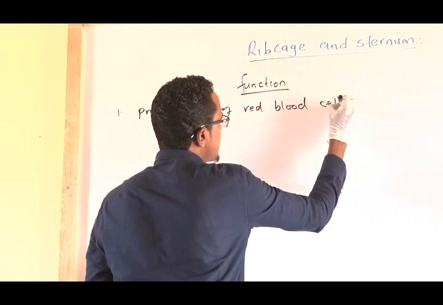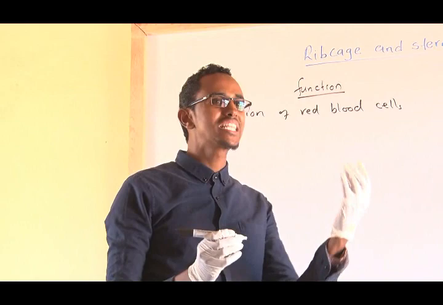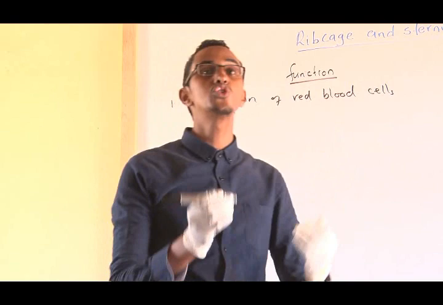Production of red blood cells. That is the function of the rib cage. Remember when I've been talking about the function of the skeleton, one of it was manufacture of blood cells, where small bones like the ribcage and the sternum are responsible for production of red blood cells, while the bone marrow of long bones produce one type of white blood cell called the leukocyte. Fine. Good.